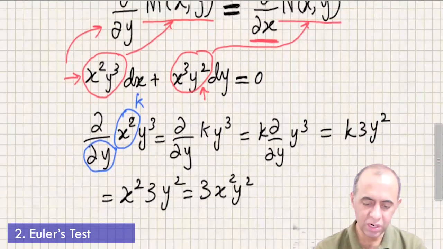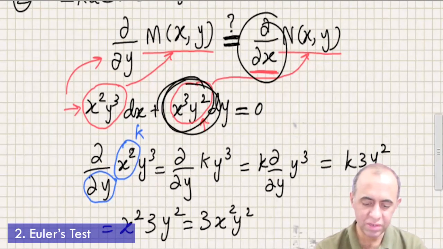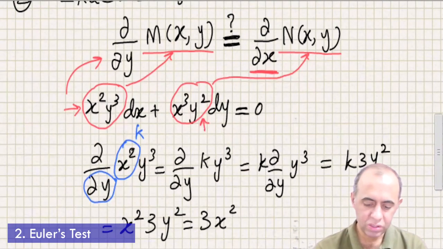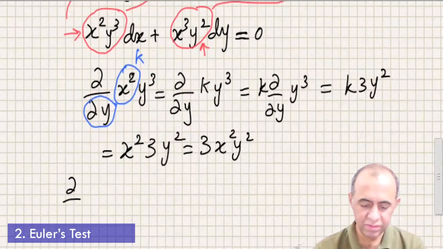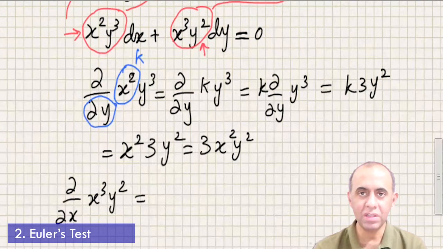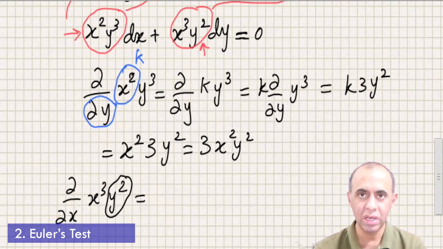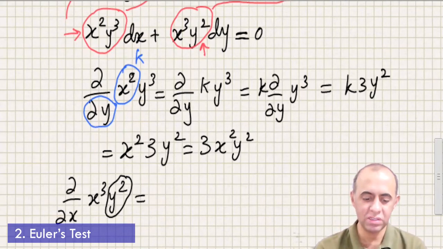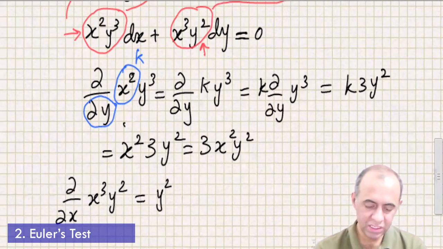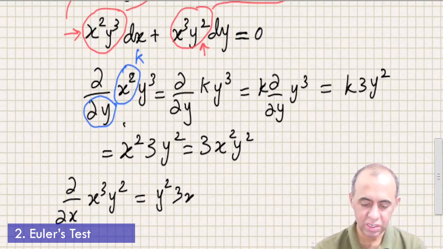Similarly, let's do the other part, which is that you have to take the partial derivative of this thing with respect to x, right? So the partial derivative of x³y² with respect to x would be, we are going to consider everything which is not x a constant. So all of this I'm considering as a constant. In other words, I can take it out of the differentiation. So let's do that. y² into the derivative of x³ with respect to x, which is 3x². So the answer would be 3x²y².